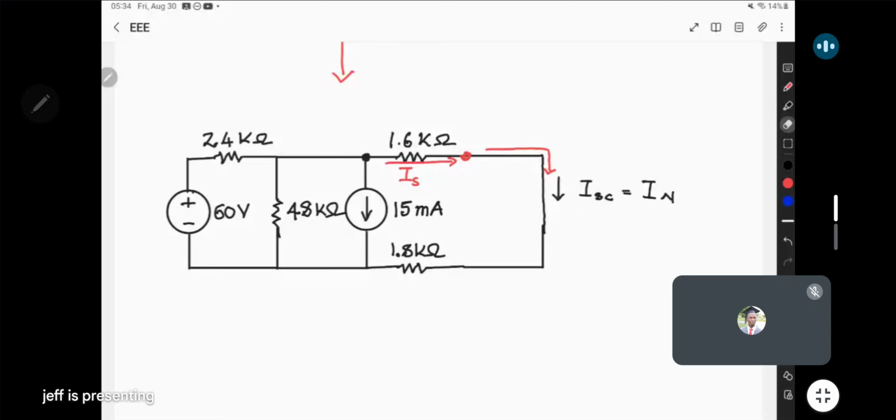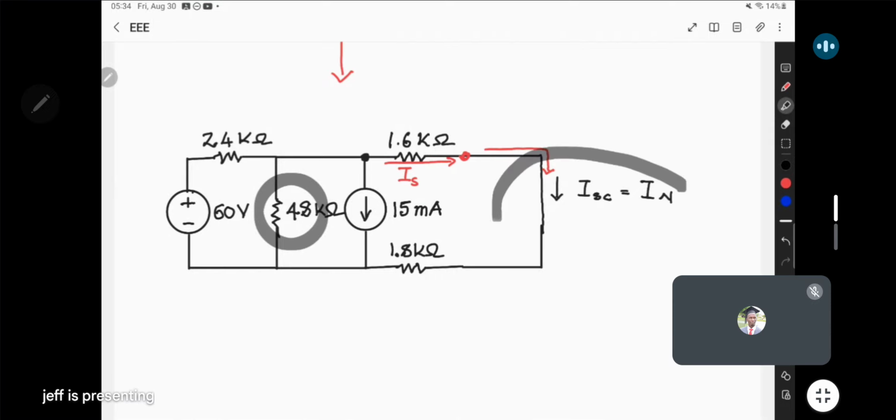You see, I wanted to also say that the 48 kilo ohm will act similar to the 5 kilo ohm, but it is not parallel to the short circuit. What makes it not parallel is this resistor here. If this resistor was not there, the 48 kilo ohms would also have been shorted by the short circuit. But because of the 1.6 kilo ohms, the 48 survives. It will still be part of the circuit. So basically, this is what we have.